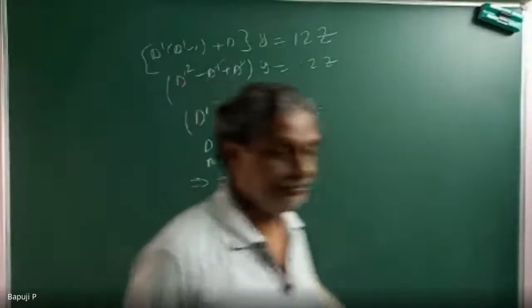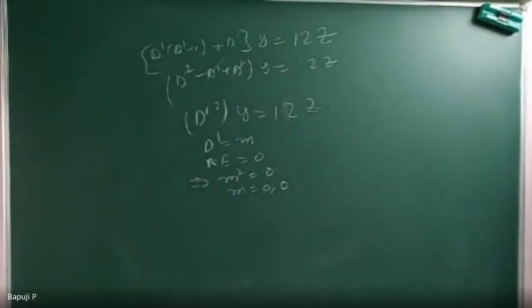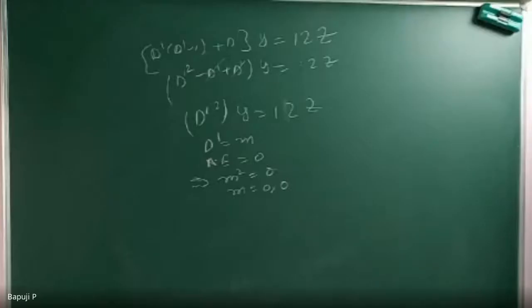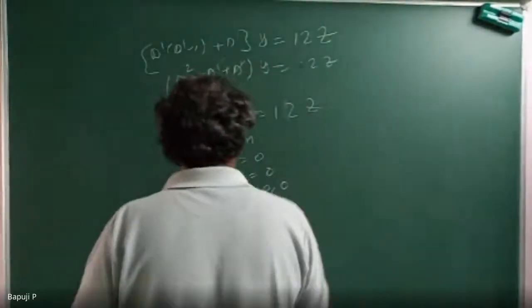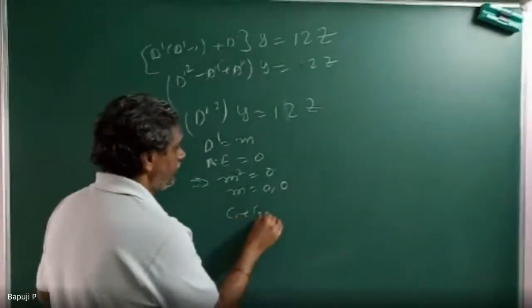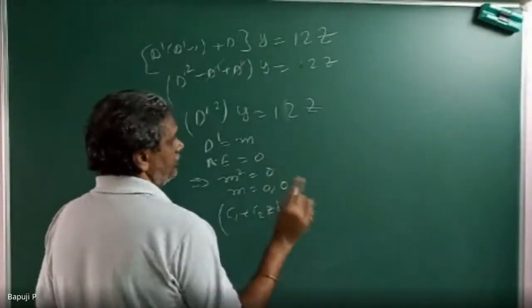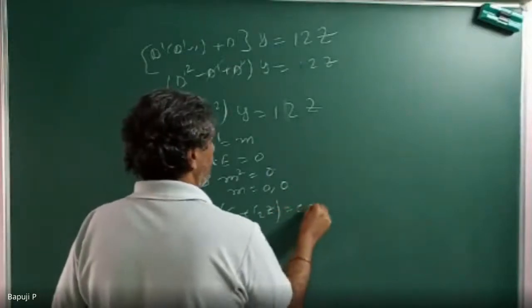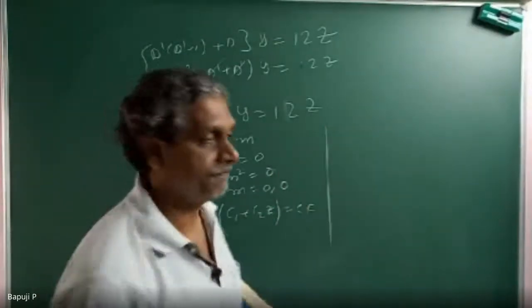What is my CF? C1 plus C2 z. That is very, very important. Don't tell x actually, because y is in terms of z. You can keep in mind it is C1 plus C2 z times e power 0 z. This is the CF. Now, what is my PI?